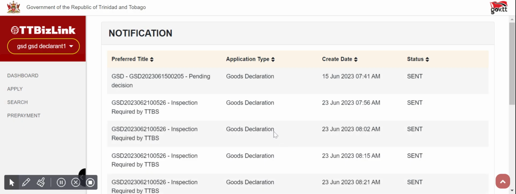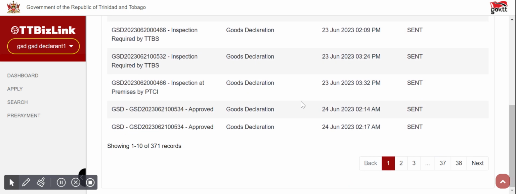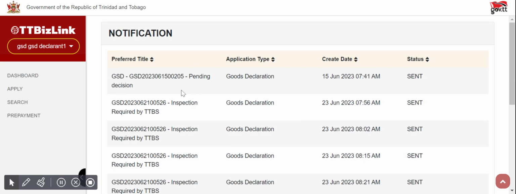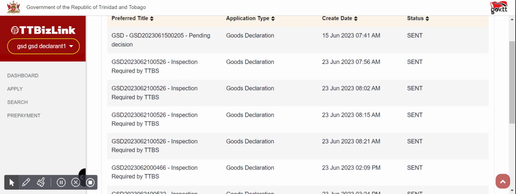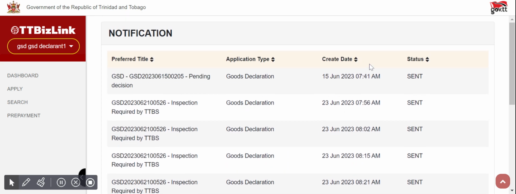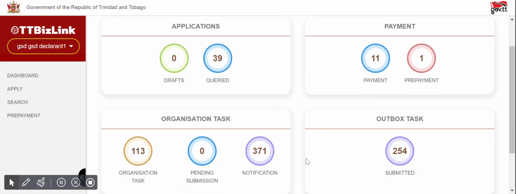The notification bucket gives an overview of all the emails that should have been sent to the users under the organization, depending on what was input into the notification section for the application. They would have the status whether it was sent or whether it was error, but it just gives you an overview of when the email was sent and for what application type.